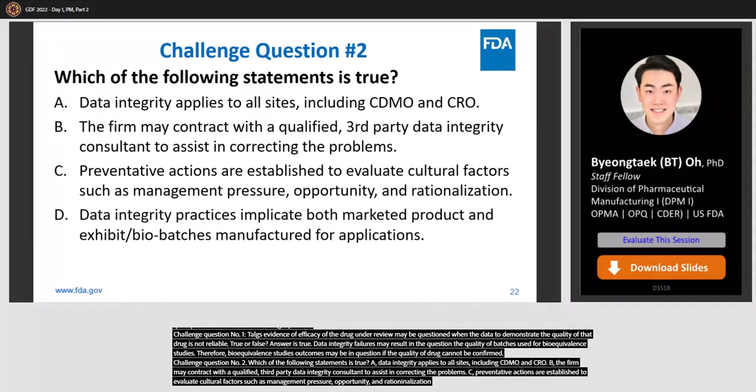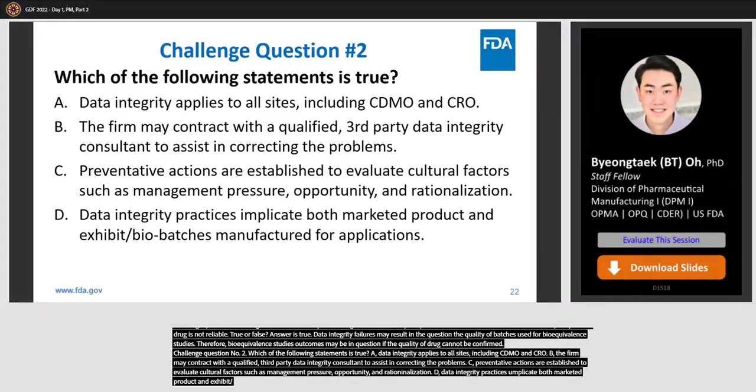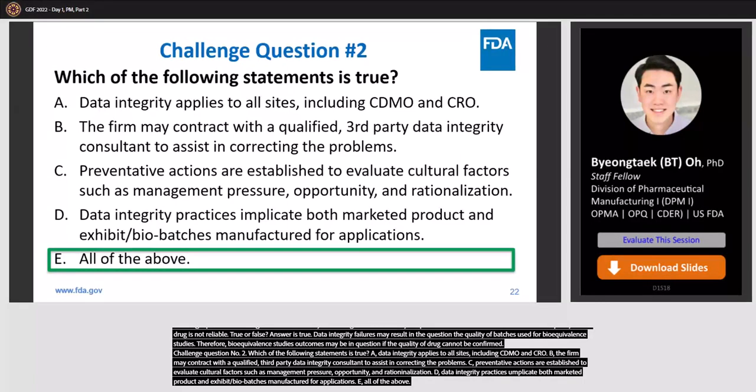D. Data integrity practices implicate both marketed product and exhibit or biobatches manufactured for applications. E, all of the above? The answer is E, all of the above.